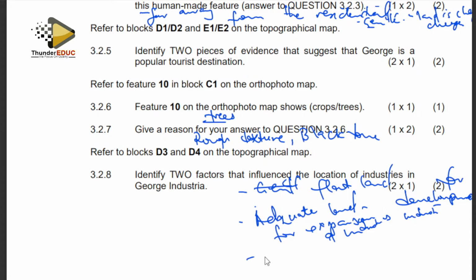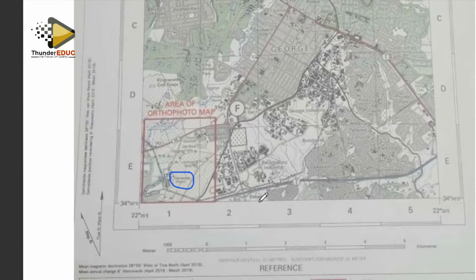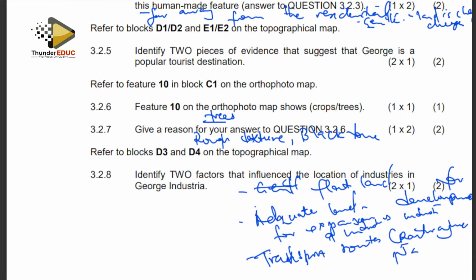Okay, then talk about the transport routes. When we talk about transport routes, I want you to refer to the railway line. Also, there are national roads. I don't know which national roads those are, but they are N roads, N1, N2, but I don't know which N that is. But when you check on the map, clearly you will see it's indicated that this is a national road here. There's an N road here that can be used to transport the products.